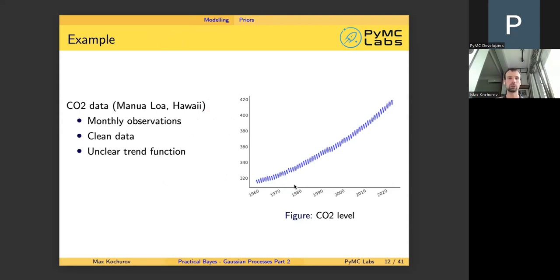Let's look at how it would look for the CO2 example. What we see is that data looks pretty periodic with an exponential trend, or at least it looks like an exponential. But it could also be linear, and you can try different approaches to figure out what is the best growth model. But in principle, it should be exponential.